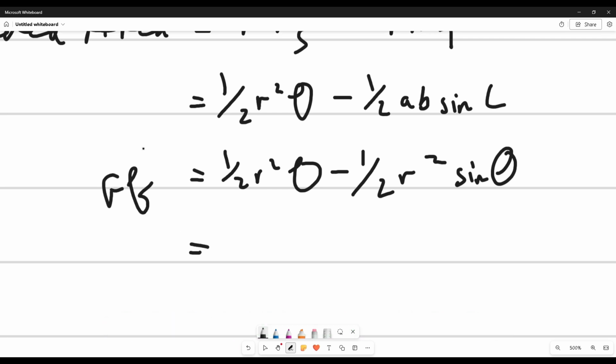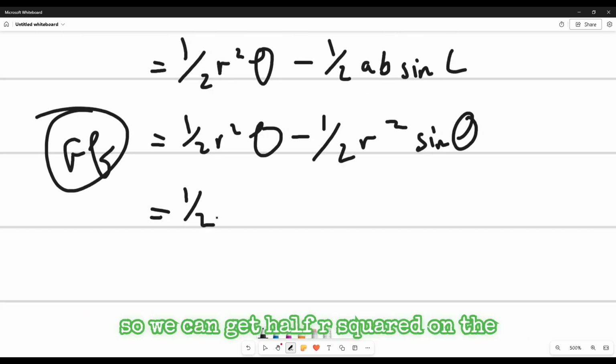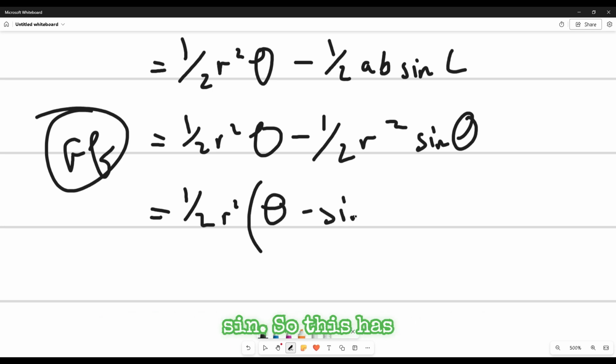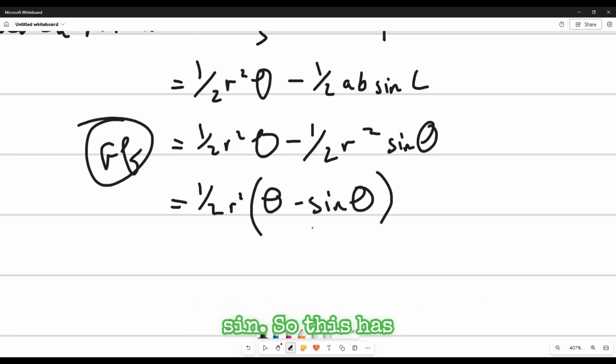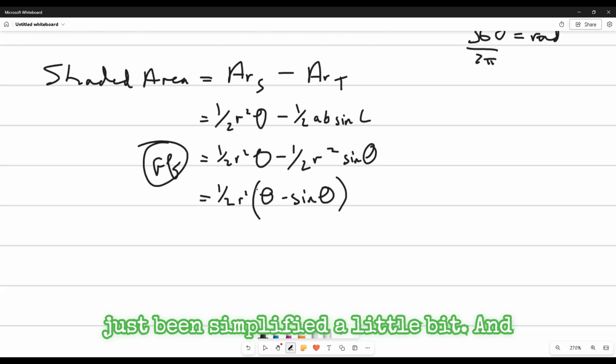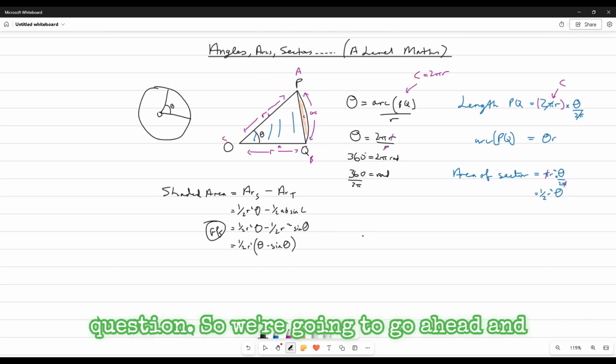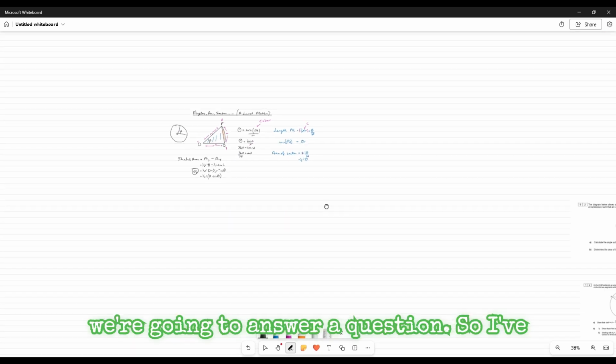And then we can factorize, so we can get half r squared on the outside, theta on the inside, and then sin. So this has just been simplified a little bit. And yeah, that's all the rules you need to know really to answer the question. So we're going to go ahead and we're going to answer a question.